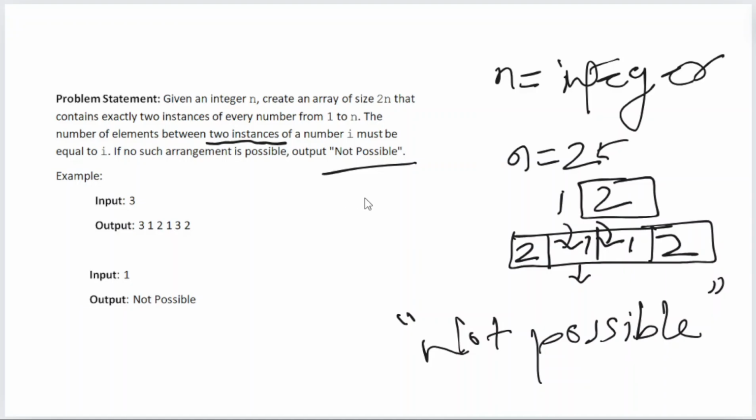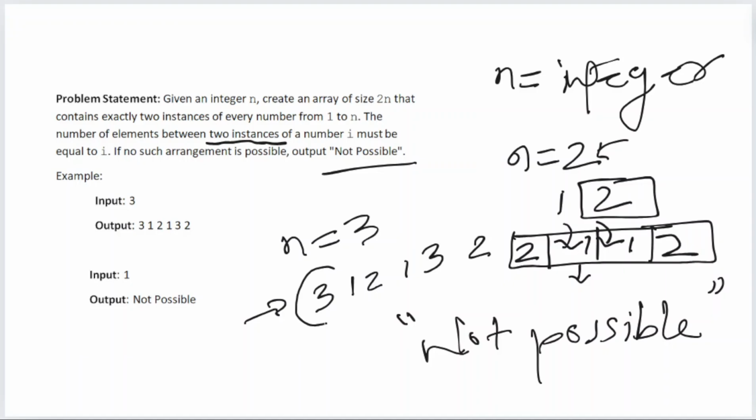When we put 3 as the input, the output is 3, 1, 2, 1, 3, 2. With this example, we can understand very nicely that for the 2 instances of 3, there are 3 elements in between them: 1, 2, 1. Similarly, for the 2 instances of 2, we can see 2 elements, 1 and 3, in between, and at last for the 2 instances of 1, there is exactly 1 element in between. So it satisfies all the properties put up by the question.